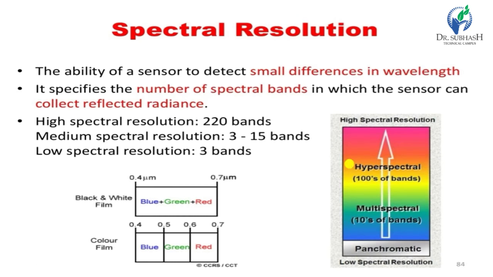Next is spectral resolution. It is the ability of the sensor to detect small differences in wavelength. So we are getting more detail in this photograph.